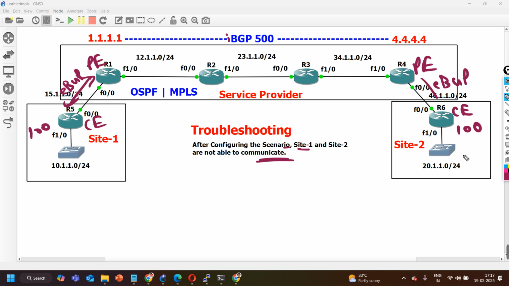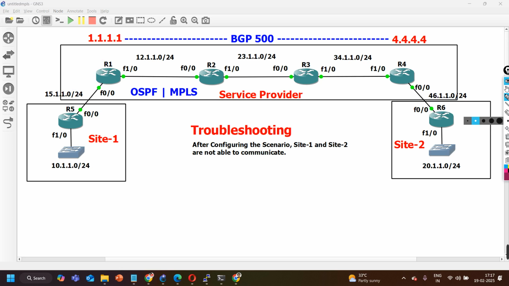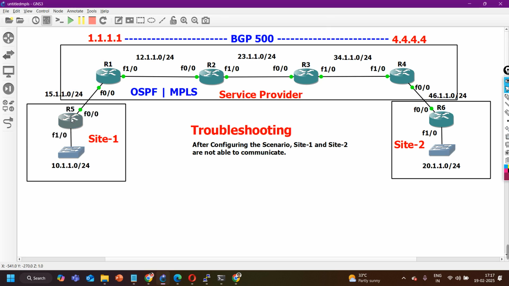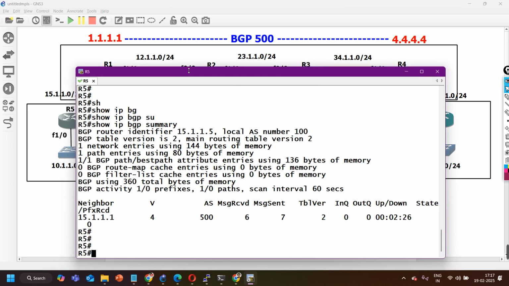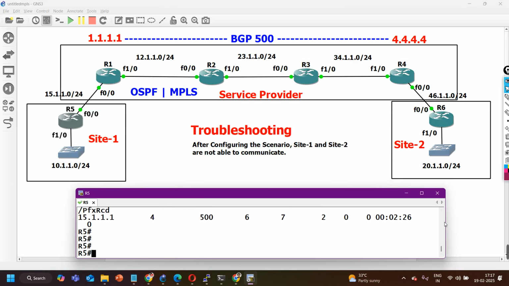First of all, we are going to verify the issue, and after that we'll troubleshoot it and fix it, right? So let's verify the issue, guys. Let me access router 5, which is side 1 of the customer, let's say customer A. Let me access this router.